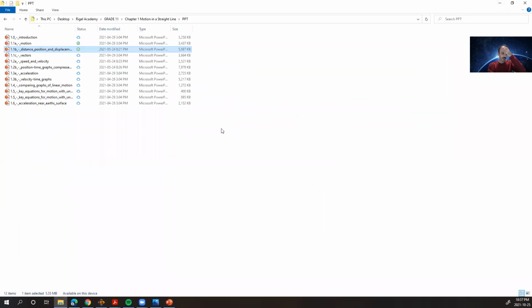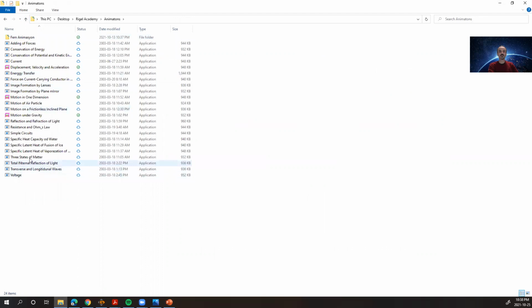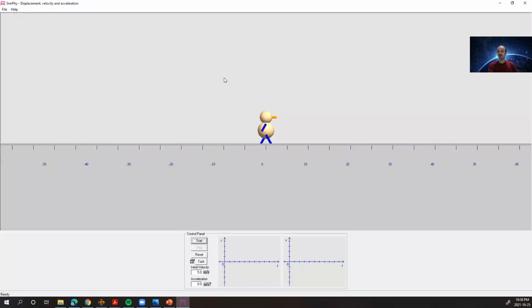Besides the PowerPoint presentations, it is very important to visualize physical concepts in order to make them understandable. Therefore, I use many animations for different topics. For example, when I introduce speed, velocity, and acceleration, I use this simple animation where you can manipulate velocity and acceleration and draw different types of graphs and interpret them, which is very important for this chapter.